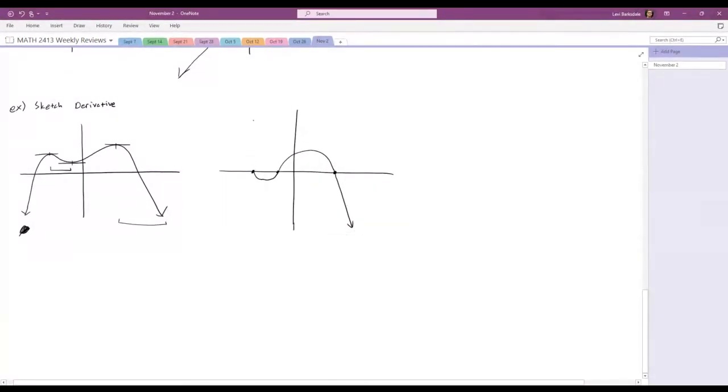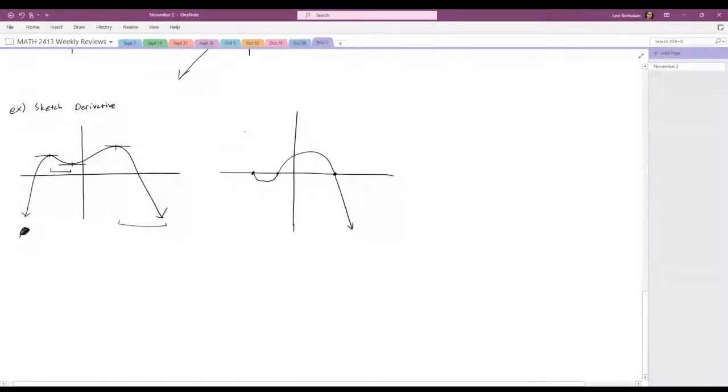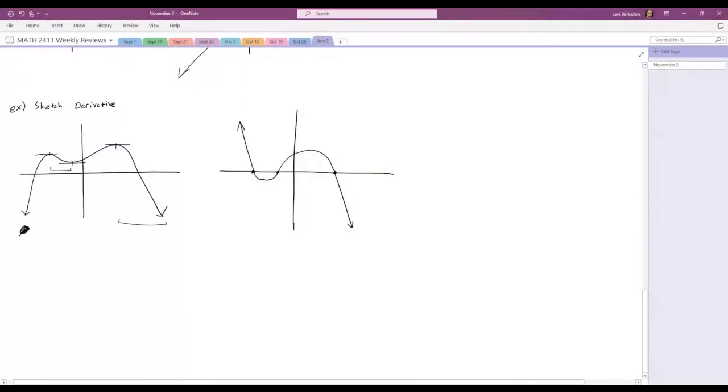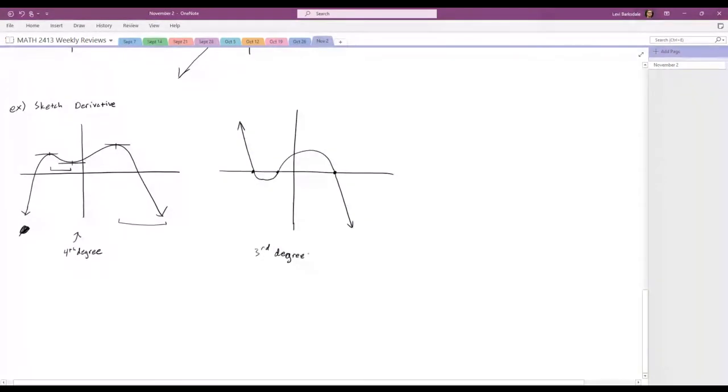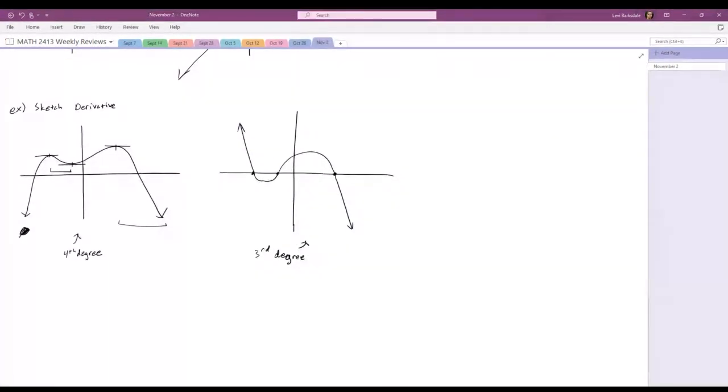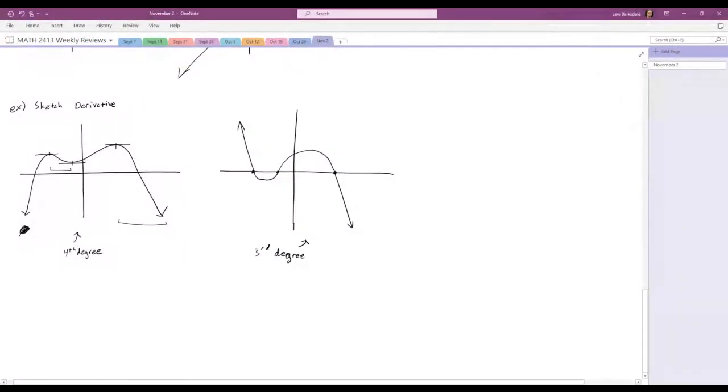And you can see we get this nice cubic shape, which, if you think about it, the derivative of a polynomial of degree 4, which is what we have here, should be 3rd degree. Does that make sense? Perfect. All right. Some practice sketches.